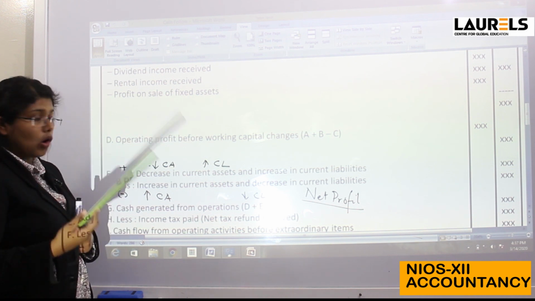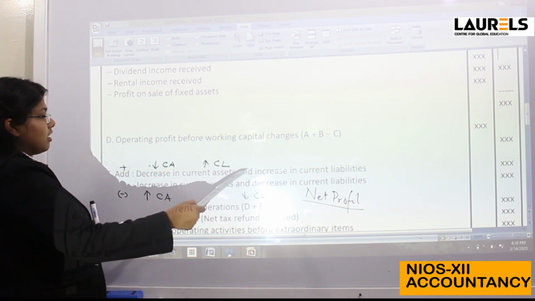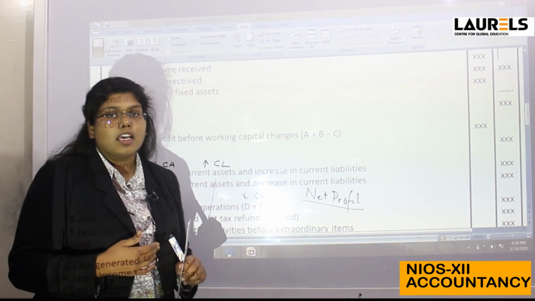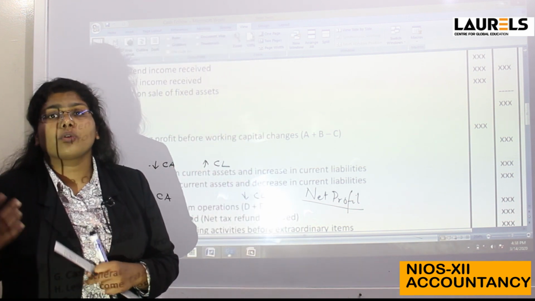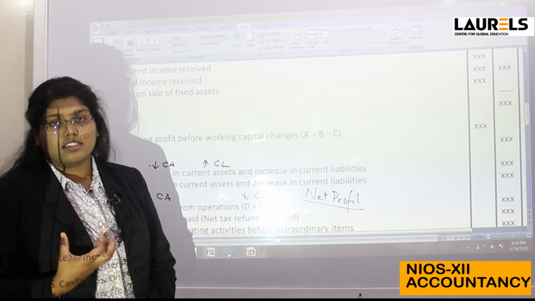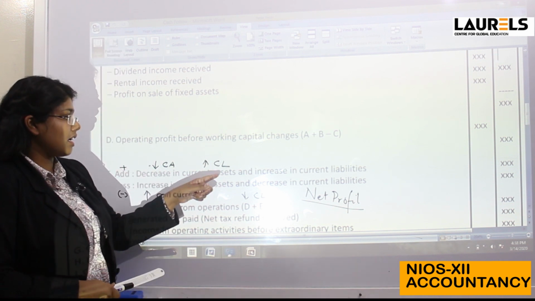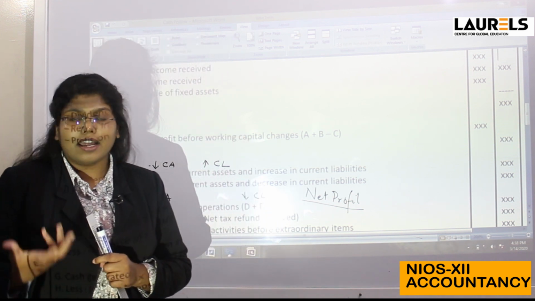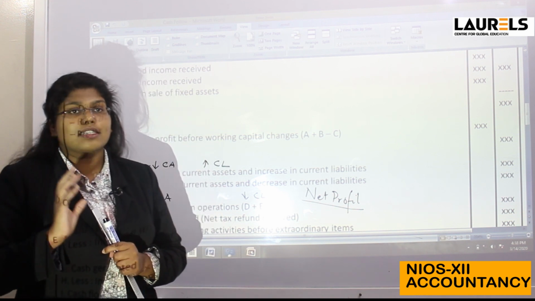But more, if you want the logic behind it, why do we add decrease in current assets and why do we add increase in current liabilities? It is because what do you mean by decrease in current assets? If your current assets are decreasing, that means that you have turned them into cash, or you have made use of your current assets, thereby your cash has increased. So you have used your current assets to make cash. And increase in current liabilities means what? You have not paid your current liabilities, which also means that you still have cash in hand. Okay, only from cash flow point of view this is applicable.